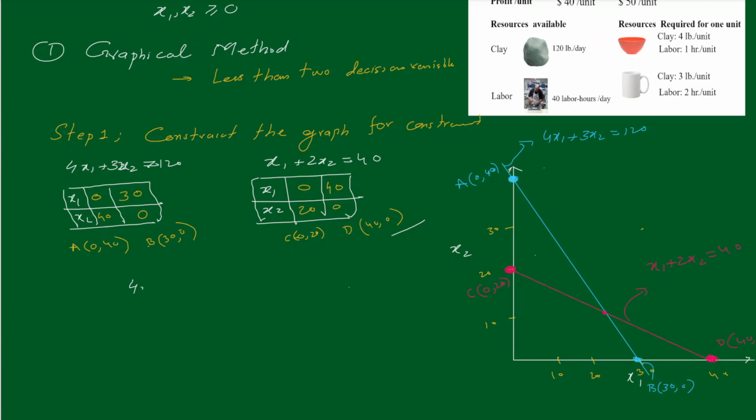Let's say we have 4x1 plus 3x2 equals 120, and then we have another equation, x1 plus 2x2 equals 40. You can use any method. Let's say I'm going for the substitution method. I call it equation 1 and I call it equation 2. According to the substitution method, x1 will be 40 minus 2x2. This is equation 3.